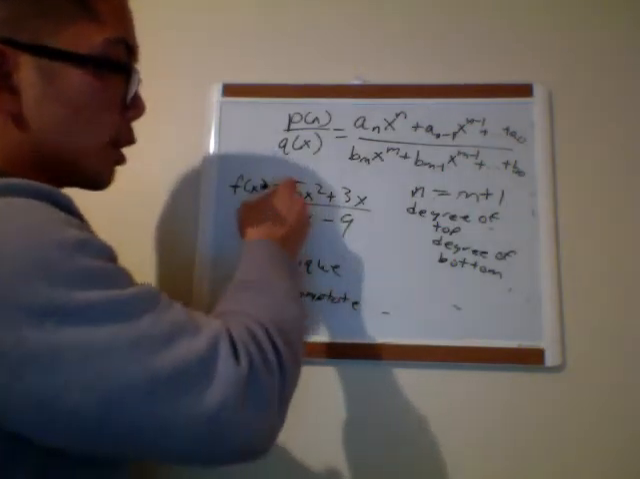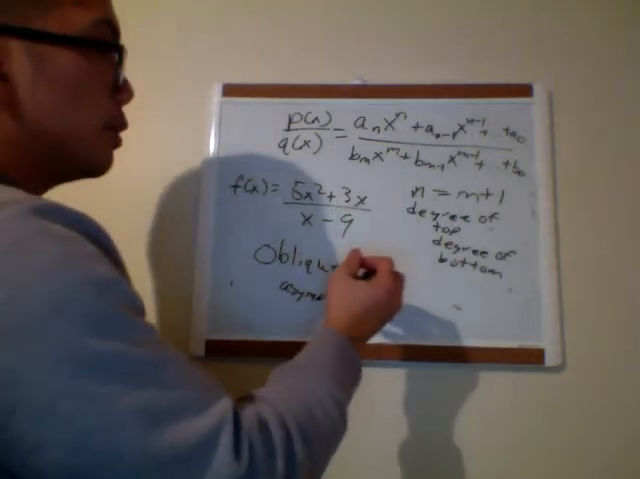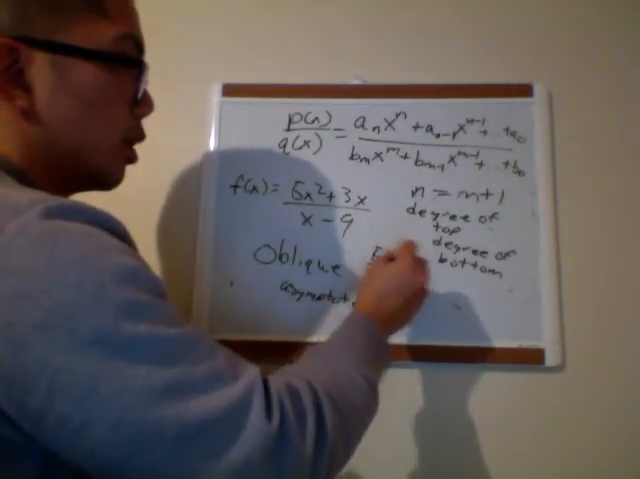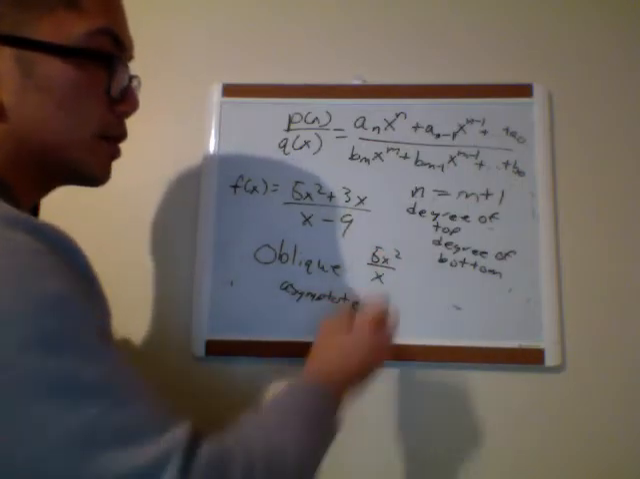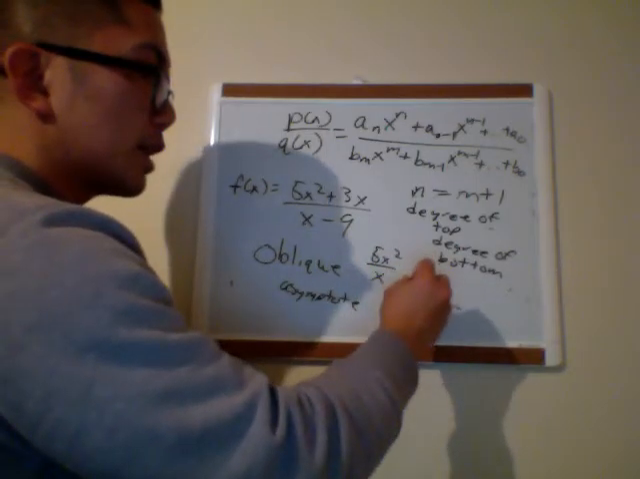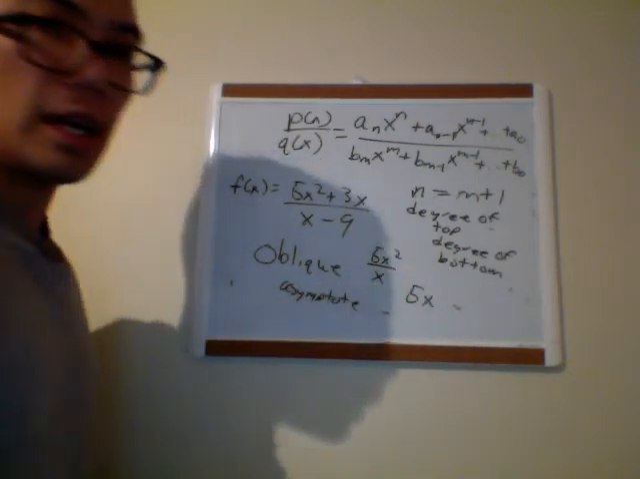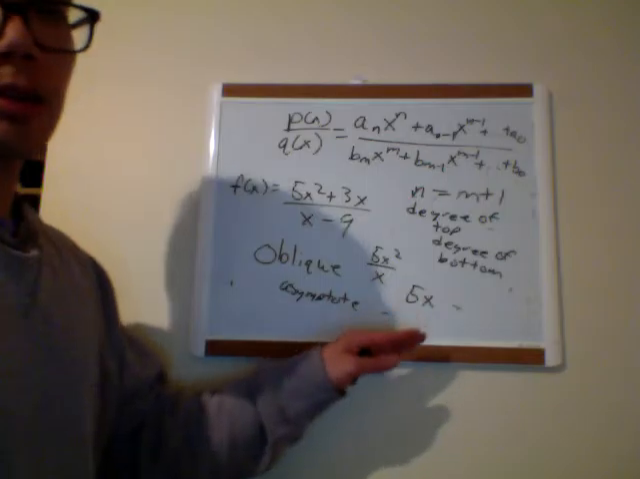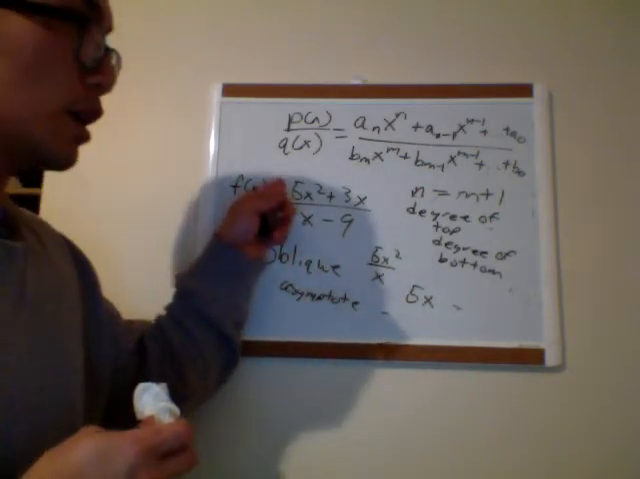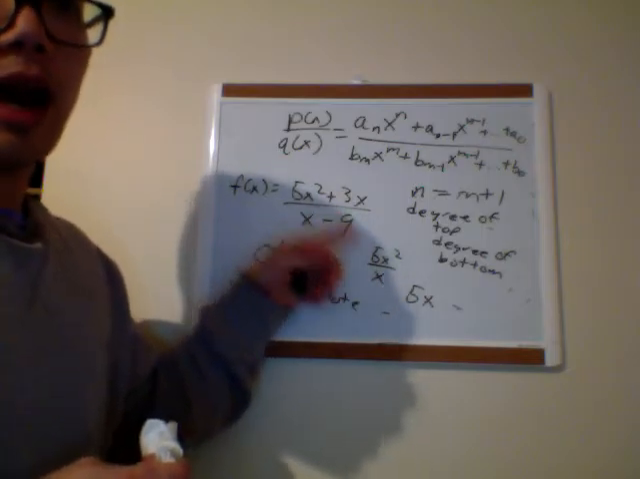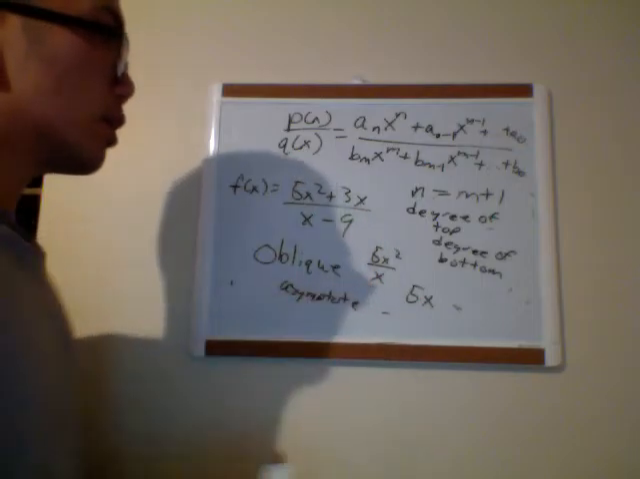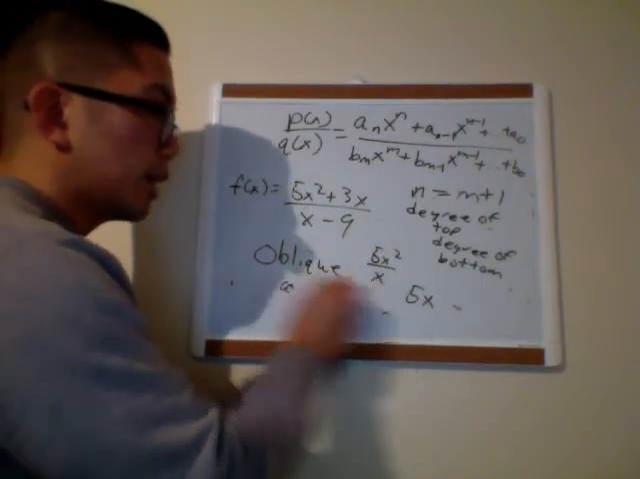The reason why is, look what you have here. If you had 5x squared over x as your end behavior, you kind of get a line. Think about this as 5x, which you know is a line. That's not the oblique asymptote, but I want you to think about it: when you have the degree on the top higher than the degree on the bottom, the end behavior is going to approach a line. But we're not going to talk about that right now.